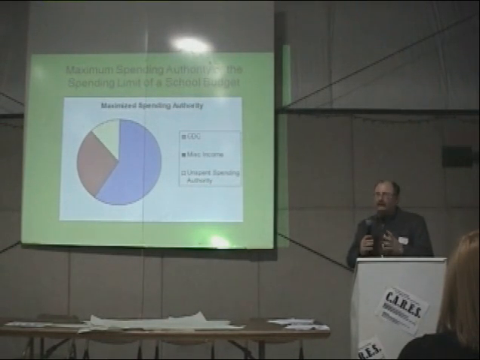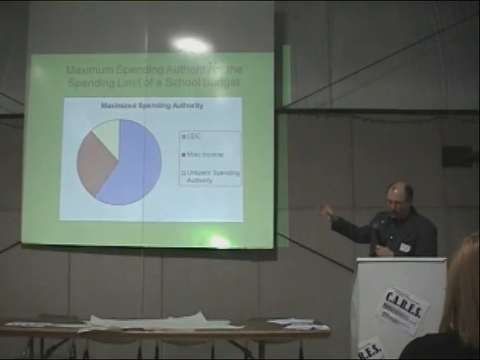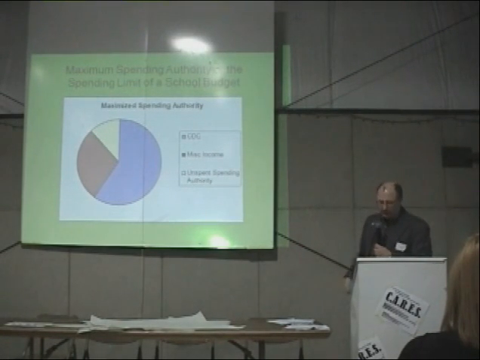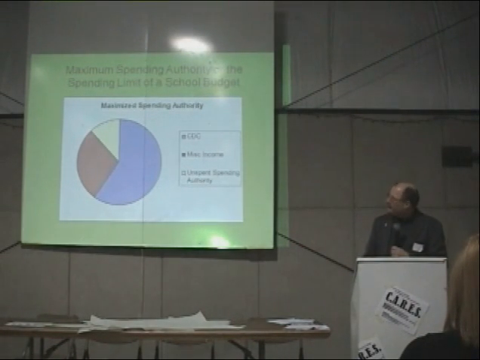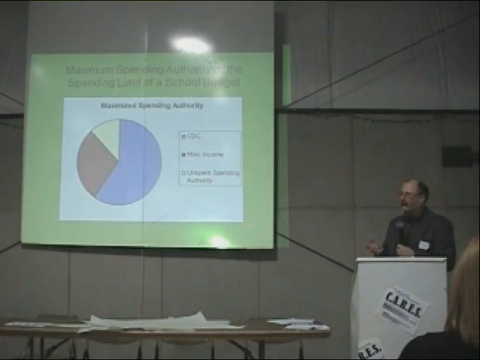Basically, for every student, there's $5,333, and that's the budget for special education and general education for the school system. The red part of the chart is the miscellaneous income. This comes from federal monies, from Title I monies, and different sources of income.